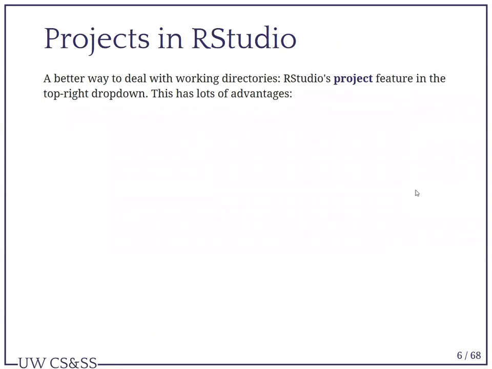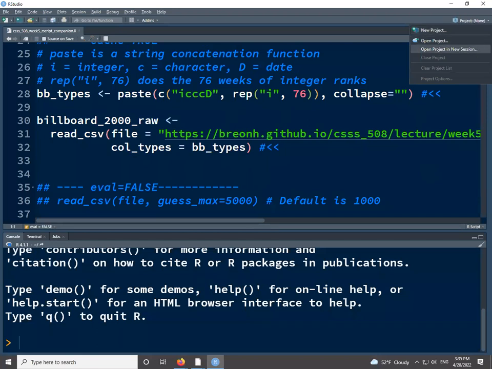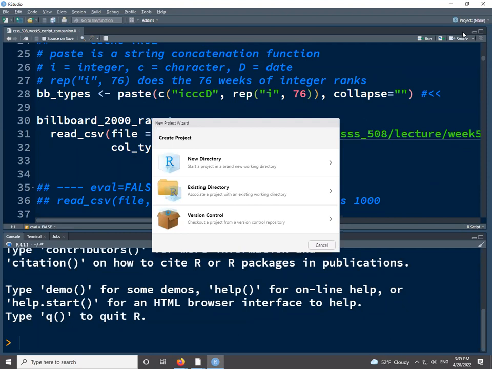So a better way to deal with working directories is RStudio's project feature that's in the top right dropdown. So I'll show you now. It's this button up here, and you can make a new project. And you can specify folders that are like already a folder for your directory, and it will just create an RStudio project in there. This is also a place where you can set up really easy version control if you're already familiar with using Git or something like that.